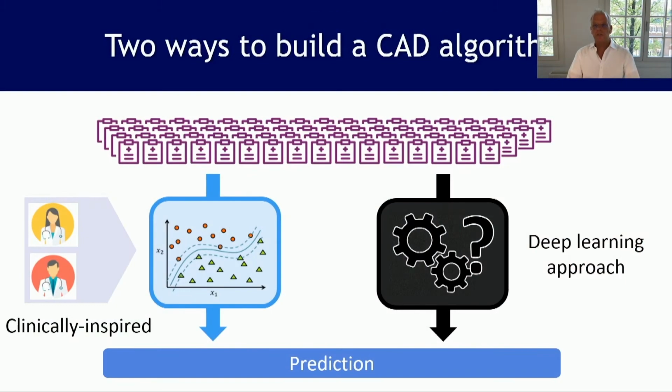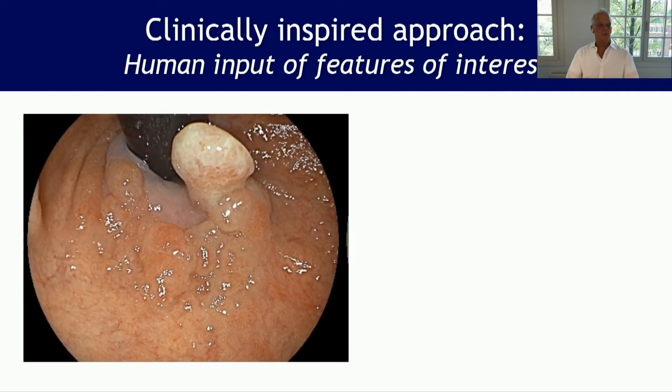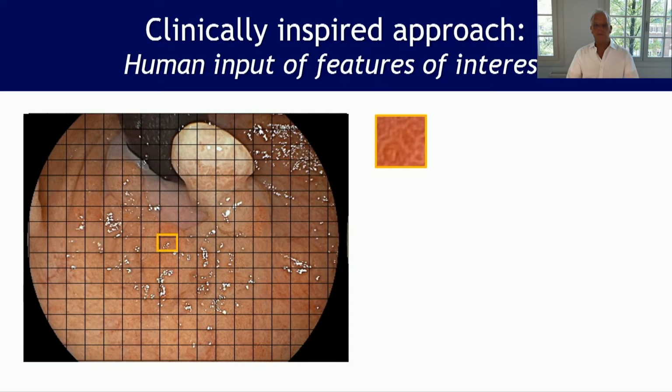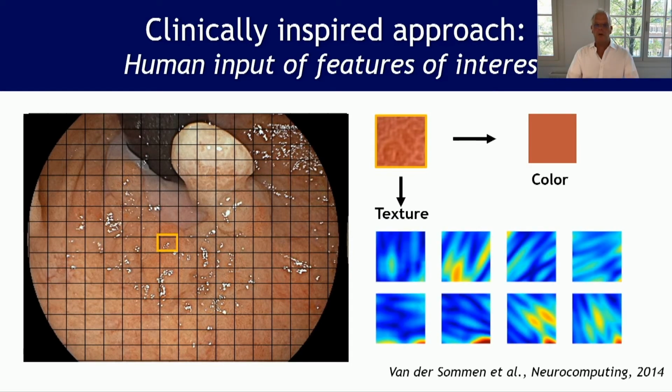To build such a CAD algorithm, there are actually 2 ways to do that. The more conventional way is to tell the computer, from a clinically inspired background, what are the key features the computer should be looking at. So the human input of features of interest is what defines a clinically inspired approach, in which we take a good quality image of an early Barrett's cancer like this, cut it in small blocks, and then extract from each block the color and the texture.